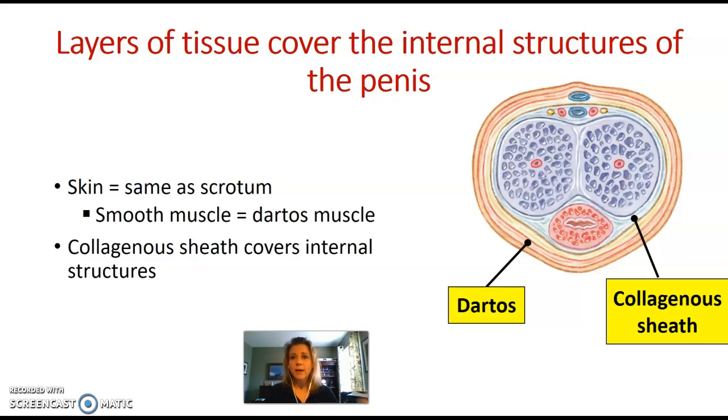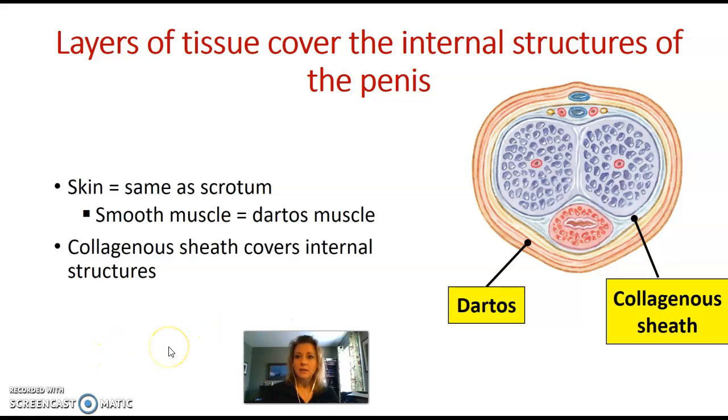So make sure that you go back to part 1 if you haven't done that first, so that you know what all of those do. And then we also have a sheath of connective tissue that's largely made up of collagen, called the collagenous sheath, that kind of binds all of these internal structures together.